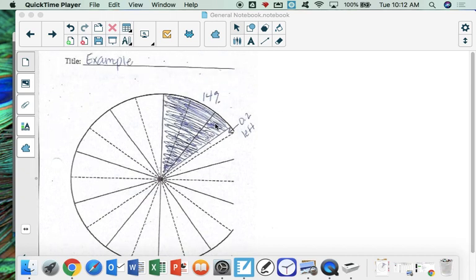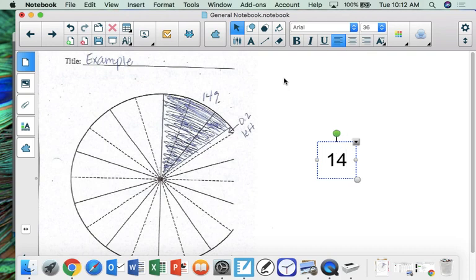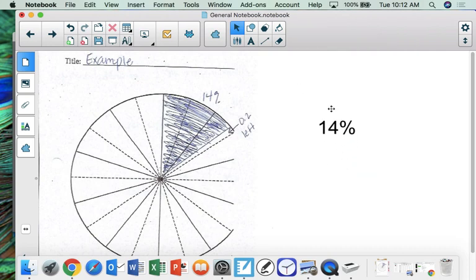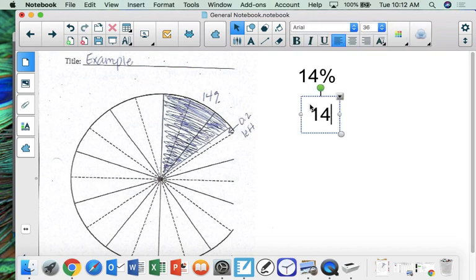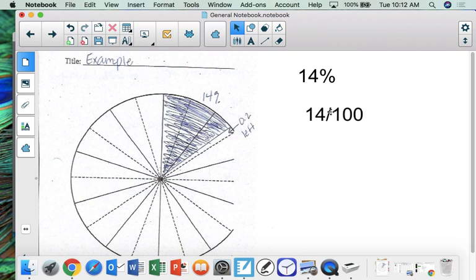So here's how I figured out how many wedges I needed to shade in. I took 14%, and 14% as a fraction is 14 over 100. Okay, now what I have to do is I have to figure out, I have 1, 2, 3, 4, 5, 6, 7, 8, 9, 10, 11, 12, 13, 14, 15, 16, 17, 18, 19, 20 wedges.